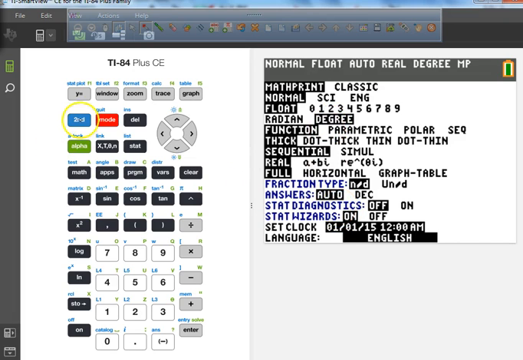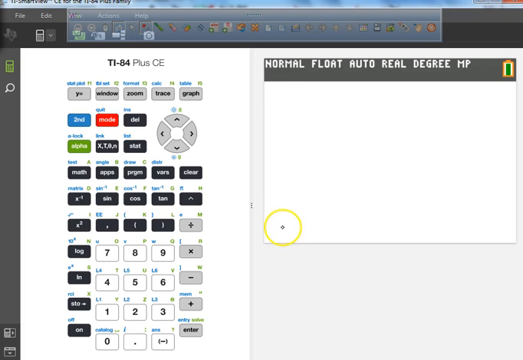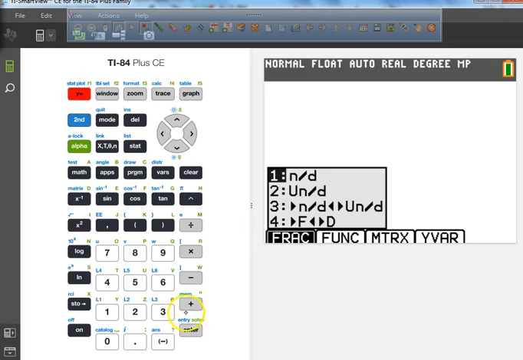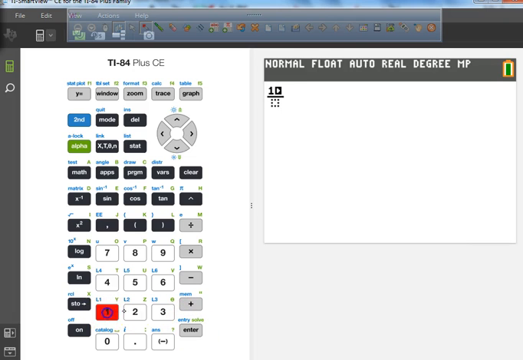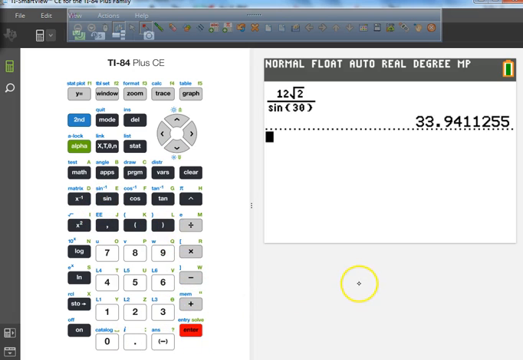Now, after you get to degree mode, I'm going to do alpha y equals enter, and in the numerator, I'm going to type in 12 radical 2. And in the denominator, what did we divide by? We divided by the sine of what? Sine of 30. I'm going to press enter.